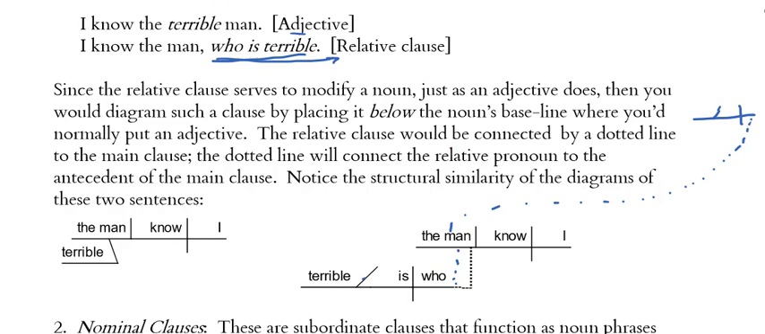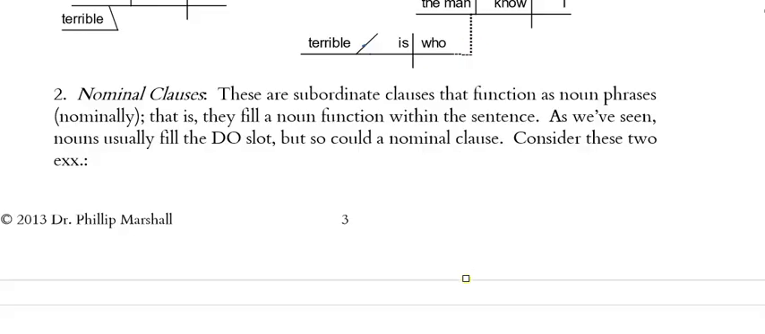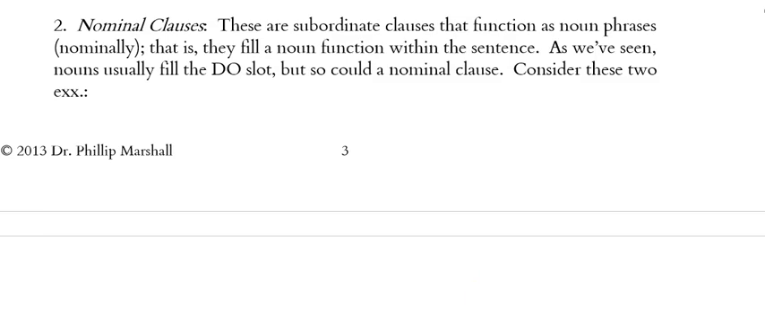All right. Now, the second type of dependent clause that we want to talk about is the nominal clause. The nominal clause, and again, I previewed this a little earlier. These are subordinate clauses that function as noun phrases. That is to say, they function nominally. They fill a noun function within the sentence. As we've seen, nouns usually fill the direct object slot, but so could a nominal clause. A nominal clause could be the direct object.